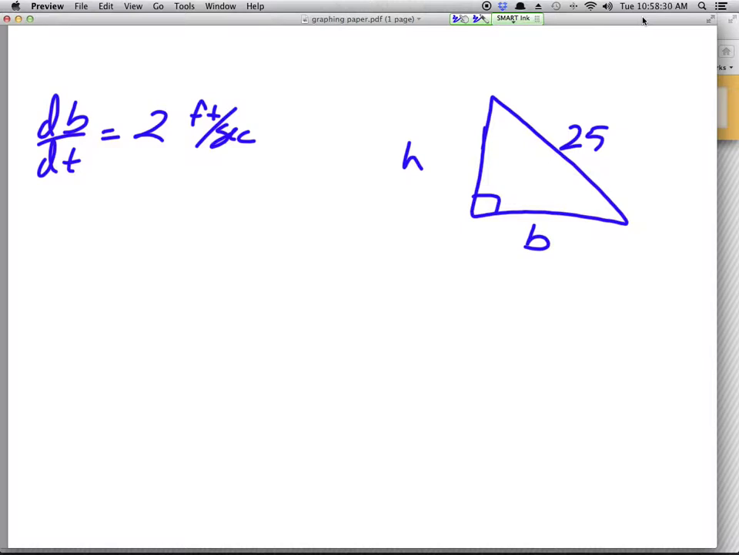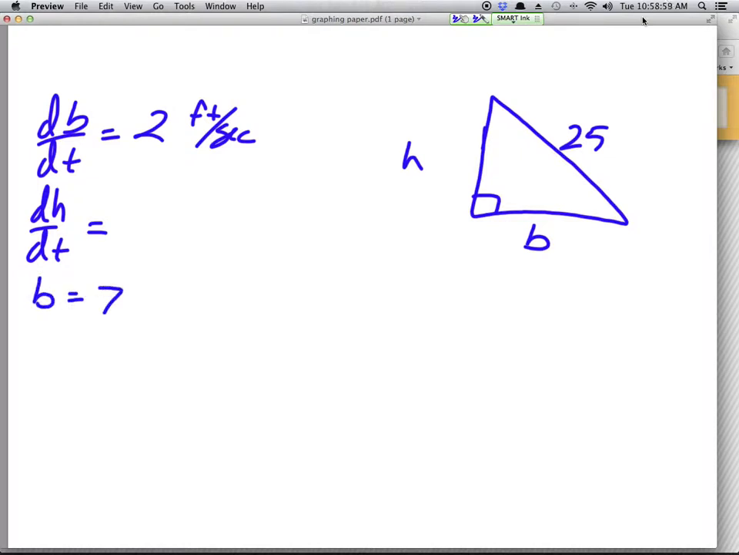All right, part A says, how fast is the top of the ladder moving down the wall? What is it asking me to find? The rate of change of the height, dH over dt. How fast is that moving when its base is 7 feet? We're only going to do the 7 feet one. So when the base is 7 feet, B is 7. So there's all the information they give me.